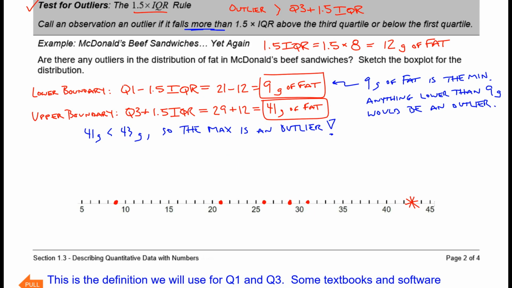So let's go ahead and take a look at this. There's our box plot, and don't forget that this is the min, this is Q1, this is the median, this is Q3, and then this is the max. Again, the box plot shows us the 5-number summary.